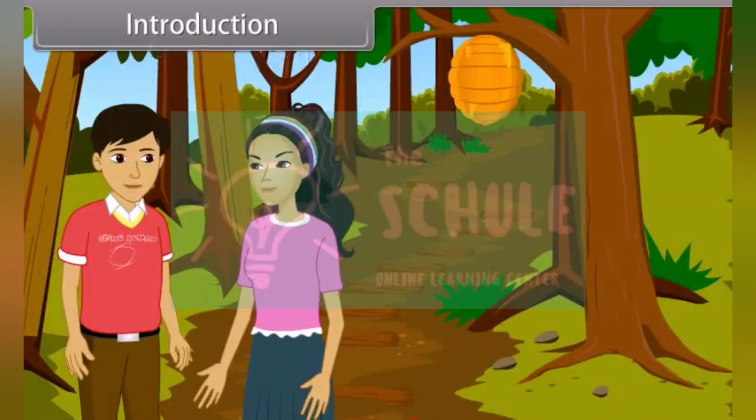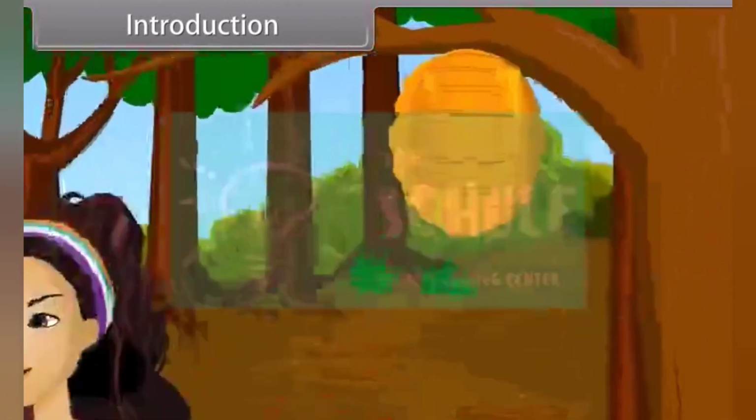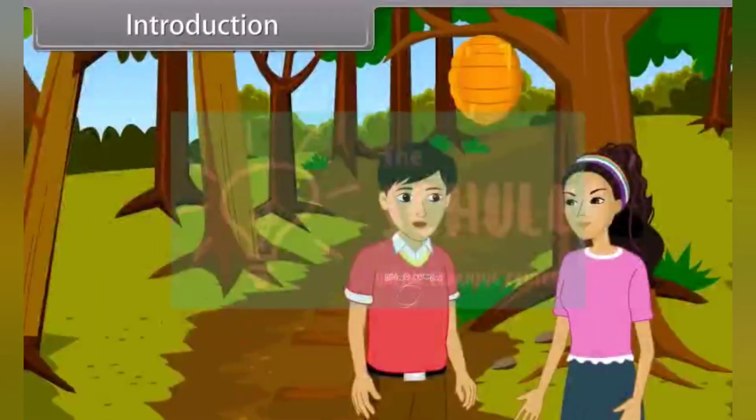Introduction. See those holes on the honeycomb. Yeah, how beautifully the bees make the honeycomb. Have you noticed the holes in it? They're in a pattern. Hey, yes, they form a pattern. In nature we can find so many things with patterns.